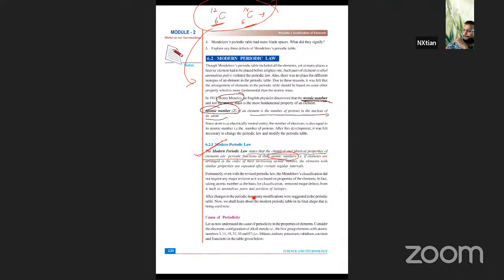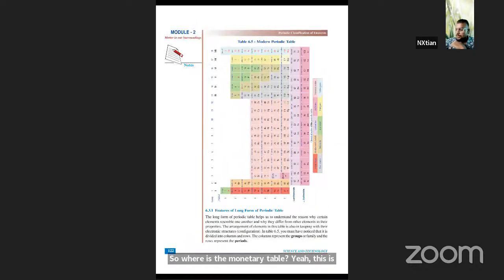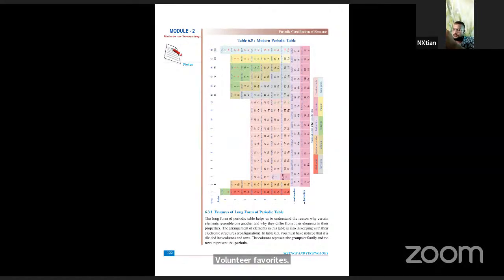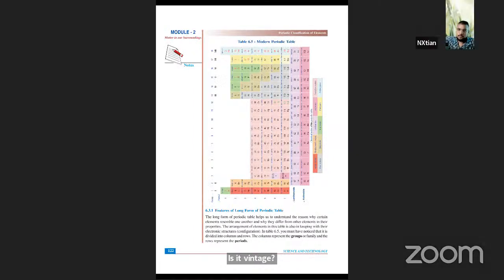Okay. Now we'll learn about the periodicity. So where is the modern periodic table? Yeah, this is the modern periodic table. So you can see that. Can you see this modern periodic table? Is it tilted? Yeah, it's tilted. I can't believe it.